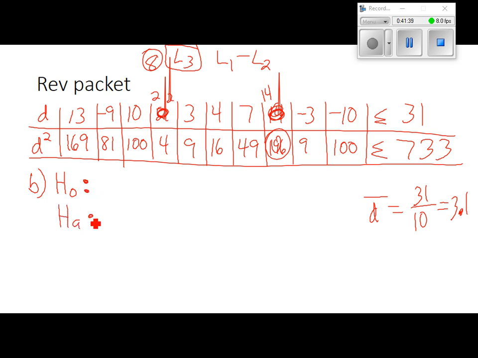What's our H0 going to be? Mean difference is less than or equal to 0. That's our claim, isn't it? That's what they're saying. This is the one I said I have trouble with because I got to think, okay, which one do we want? It's less than or equal to 0. So, is that right? I don't know. That's why I have trouble with it.